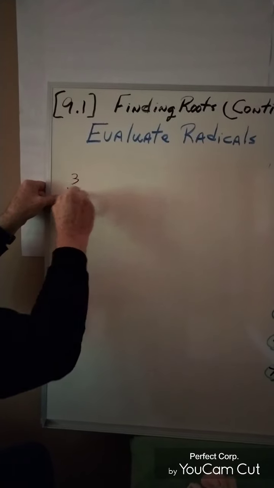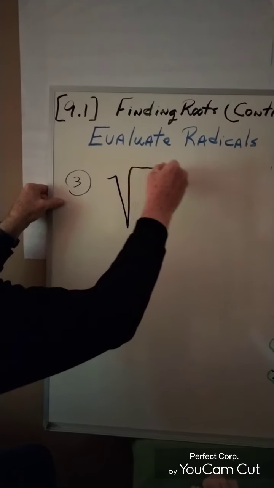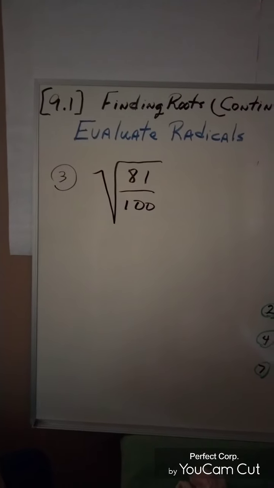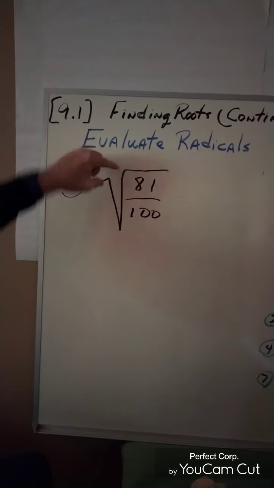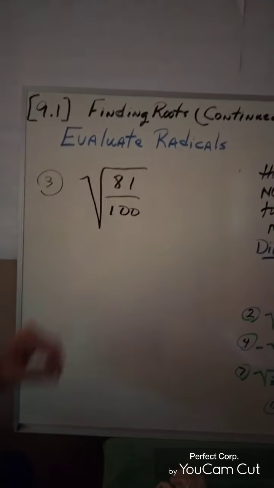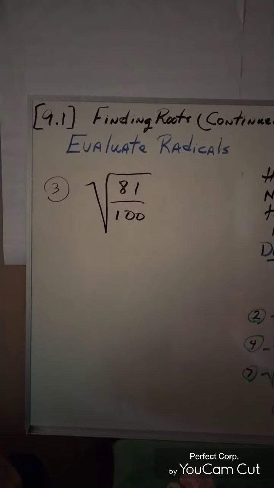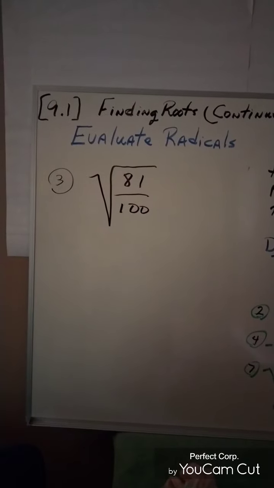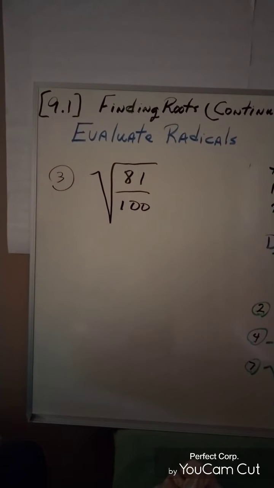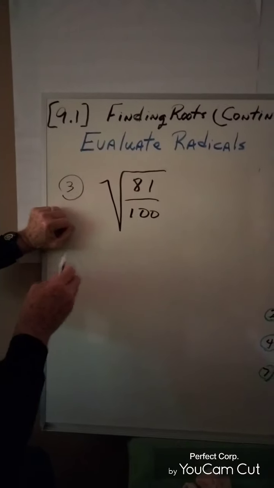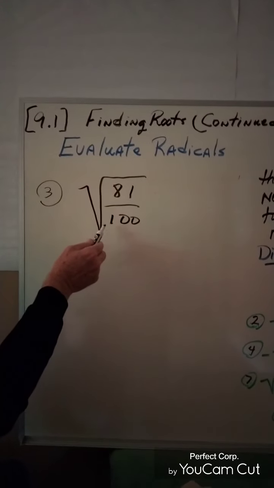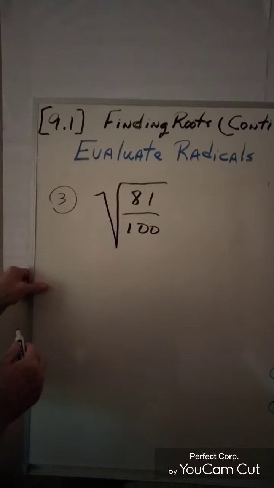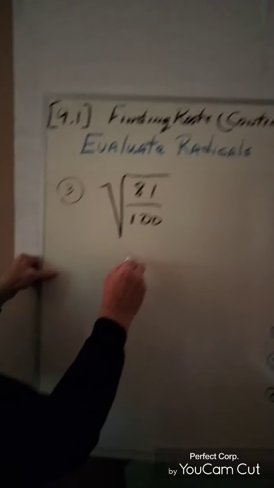Next, quick one, just to share. Index is 2. Its square root. The radicand is non-negative. We can evaluate it. We can find its root. The numerator, it's a perfect square. The denominator is a perfect square. We'll just pull it out. If the radical expression represents a rational number, and he does, we write the rational number in place of the radical.